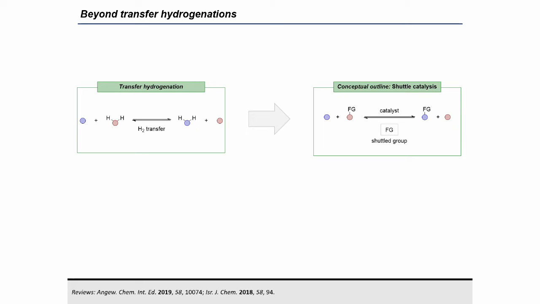As discussed, transfer hydrogenation reactions play a key role in synthetic organic chemistry. In recent years, increasing interest in developing transfer reactions transferring groups other than hydrogen has emerged. Often these reactions rely on the implementation of a catalytic system that enables the transfer of a functional group from a donor to an acceptor molecule. In general, these transformations are often summarized as shuttle catalysis reactions.